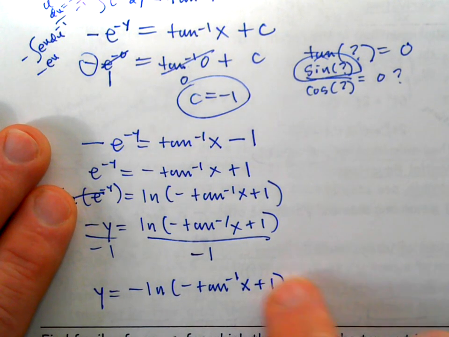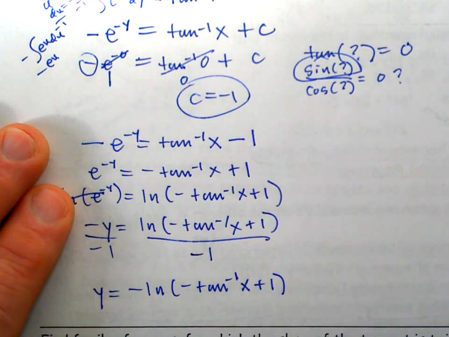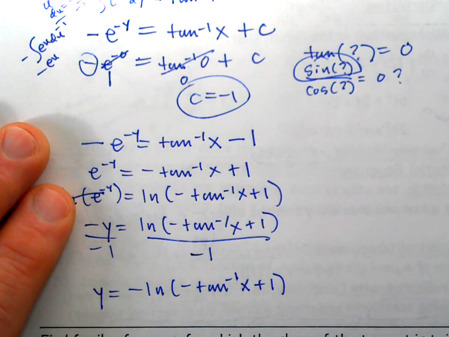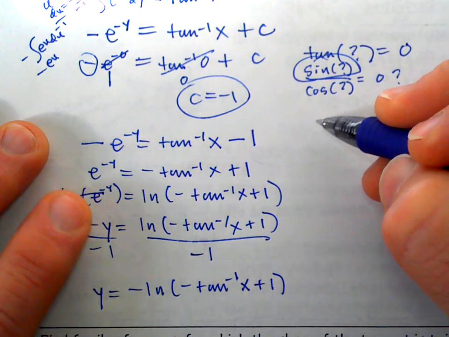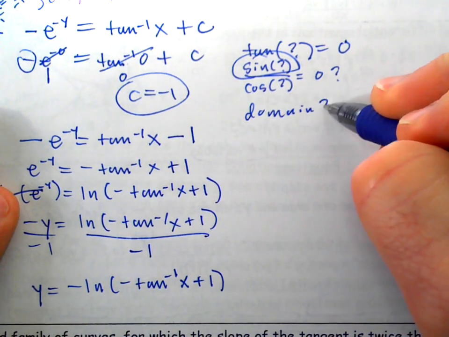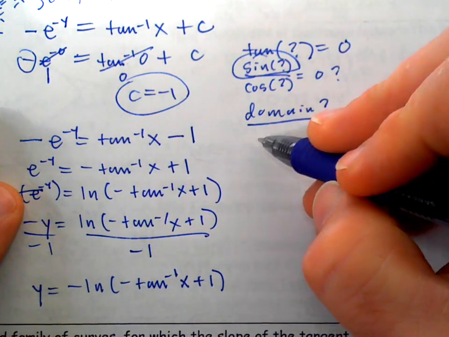We can't take the natural log of 0 or negatives. So whenever this is 0 or negative, we've got a problem. I'm going to write that up here. We're going to start working on the domain up here. It might be good to write that in your work or on tests, just to let me know that's what you're thinking.